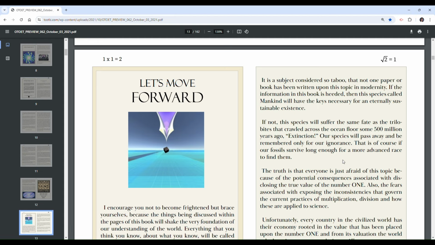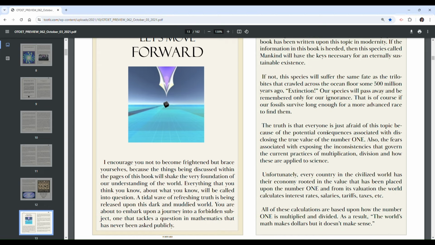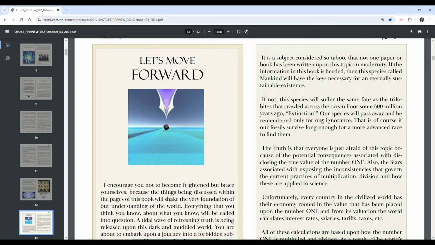Let's move forward. Extinction. This one seems more mathy, although it tackles the question of mathematics. Okay, so maybe we can get more into this one. Let's move forward.